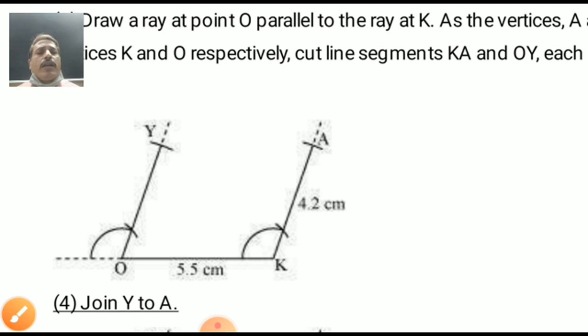Now K to A and O to Y both are 4.2 centimeter, perfect. From K you can draw an arc of 4.2 centimeter. From O you can draw up to Y, give the name Y, and join YA.